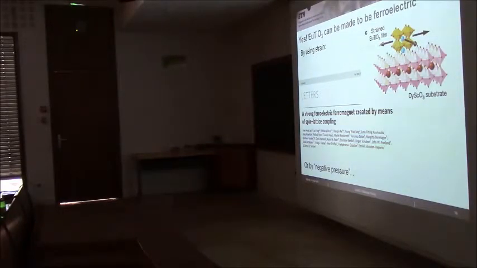And this, of course, only allows it to be ferroelectric in the plane. Out of the plane, the lattice constant has got smaller, because you've stretched it in plane, so because of the Poisson's ratio, it's got smaller. So you can't have out-of-plane ferroelectricity with this combination.